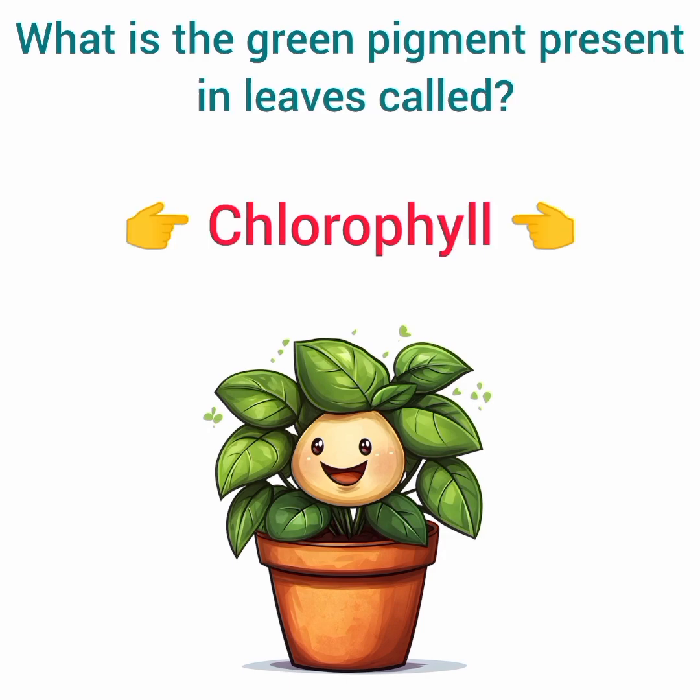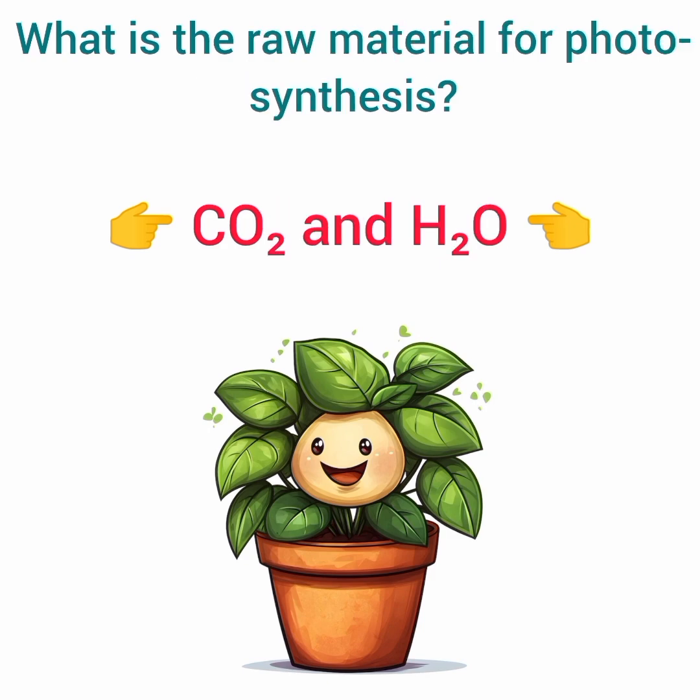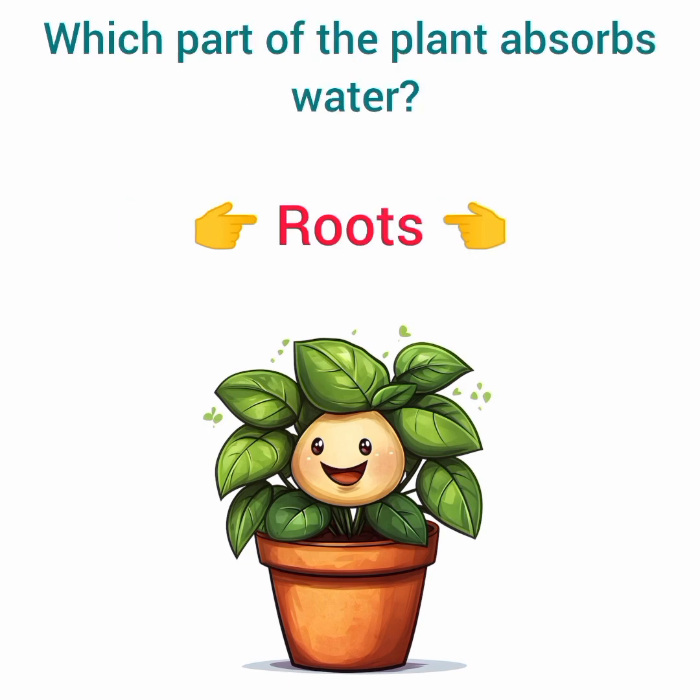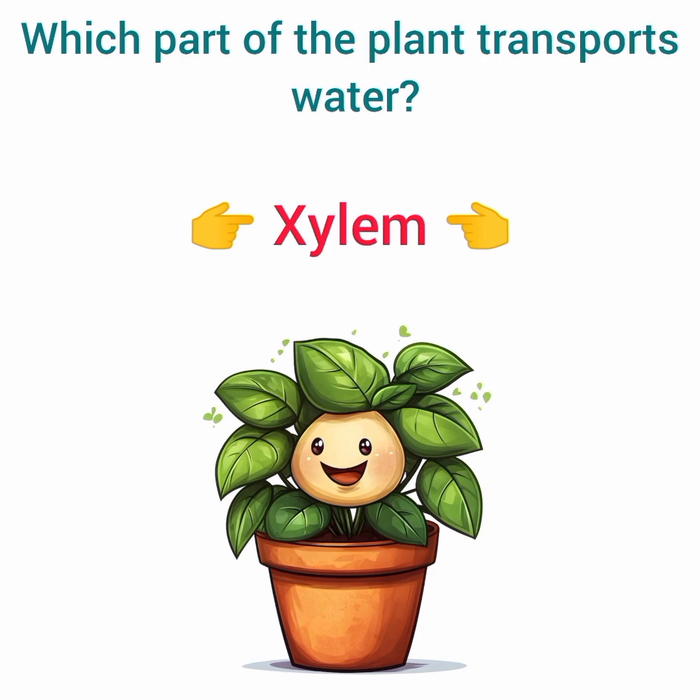Answer. Leaf. What is the green pigment present in leaves called? Answer. Chlorophyll. What is the raw material for photosynthesis? Answer. CO2 and H2O. Which part of the plant absorbs water? Answer. Roots. Which part of the plant transports water?